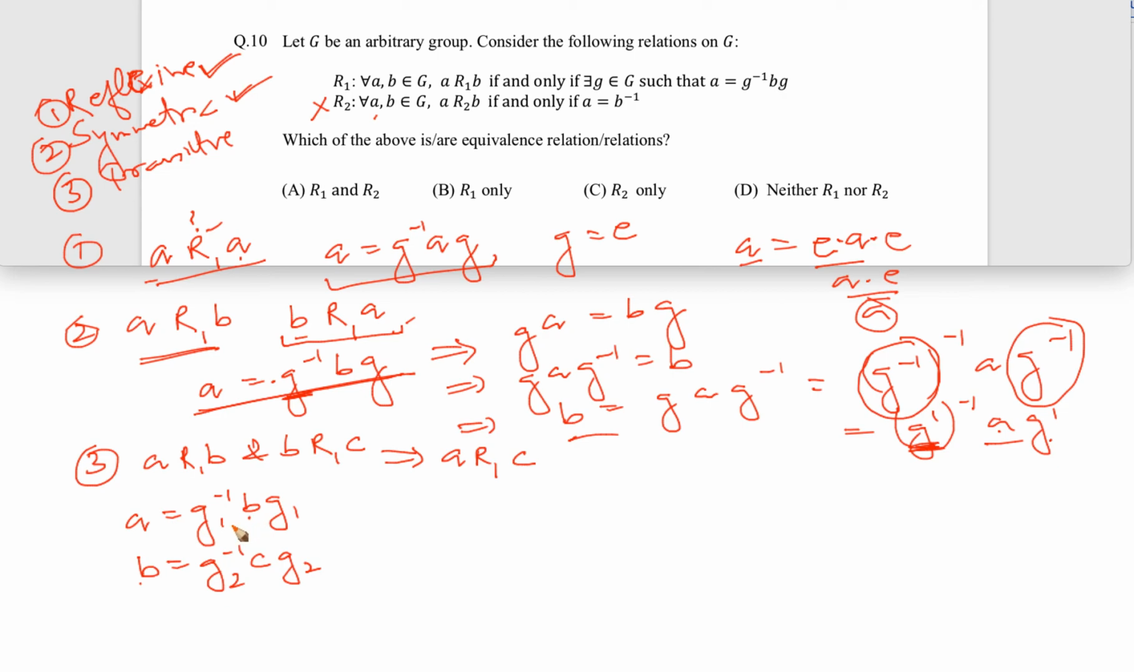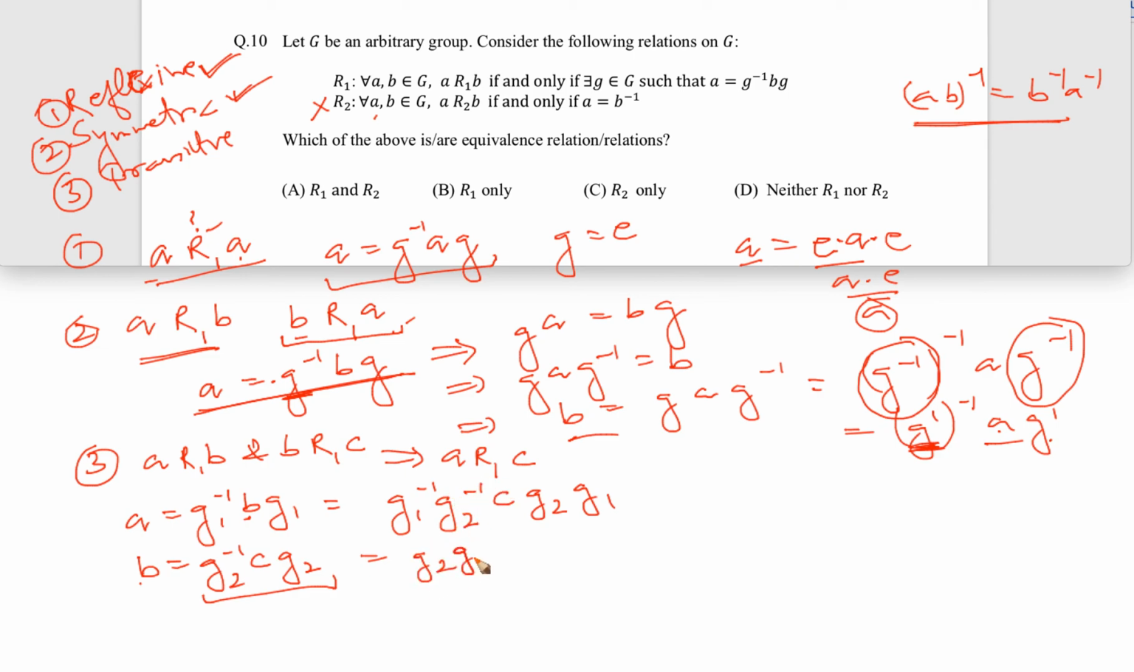If I replace this B by this entire expression, then what am I getting? I'm getting G1 inverse, and then I'm putting this entire thing inside: G2 inverse C G2, this entire thing is B, and after B it was G1. So I've got this. Now I know that for any group, (AB) whole inverse is equal to B inverse A inverse. You might already know this, which means that I can write G1 inverse G2 inverse as (G2 G1) whole inverse. I can write that into C into G2 G1. And if G2 G1 is some, let's say H, then basically it is H inverse C H.